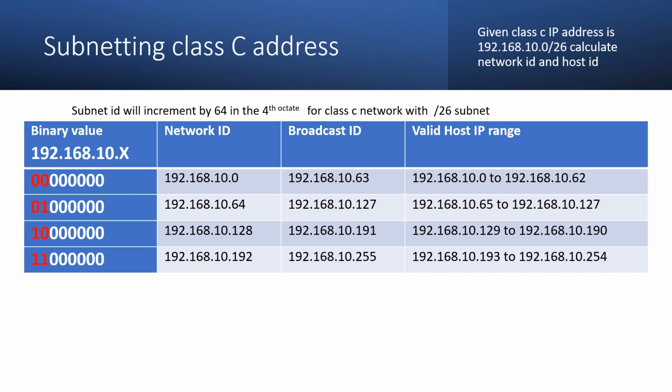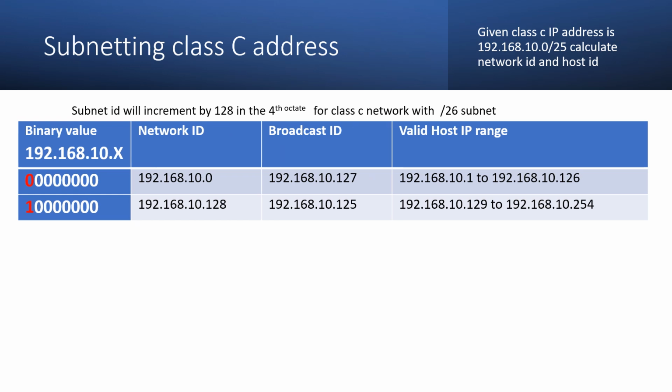And then for /26, the subnet ID will increment by 64 in the fourth octet for Class C. So it will be 0, 64, 128, and 192. Again, for the broadcast ID you subtract 1, so it will be 63, 127, 191, and as usual, the last one is 255. For the valid host IP range, you add 1 to the network ID and subtract 1 from the broadcast ID, so it will be 1 to 62, 65 to 126, then 129 to 190, and then 193 to 254.